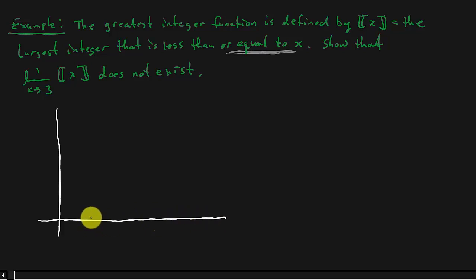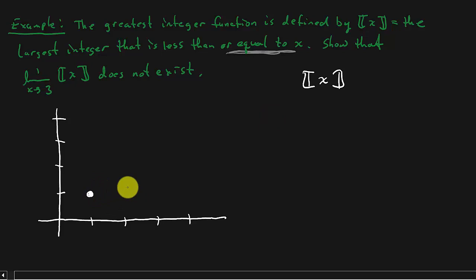All right, so we've got 1, 2, 3, 4. 1, 2, 3, 4. So let's just start here at 1. If I plug 1 in to my greatest integer function, what do I get as an answer? I get 1, right? Well, what if I plug in, say, 1.5? What do I get? I get 1, right?